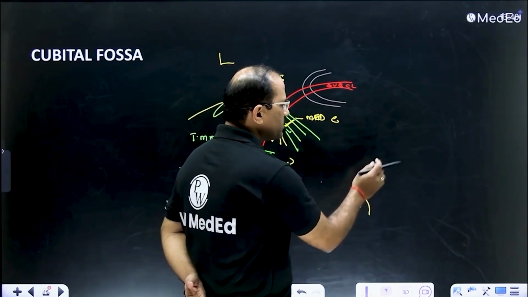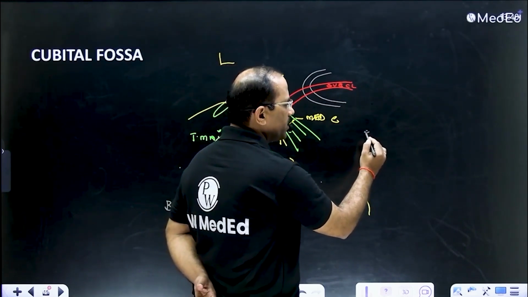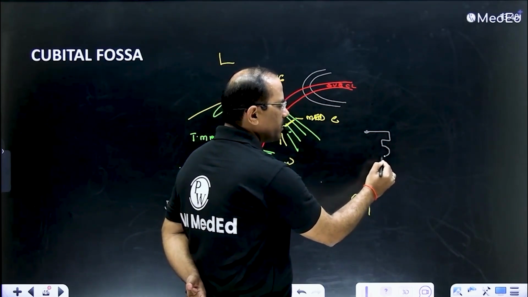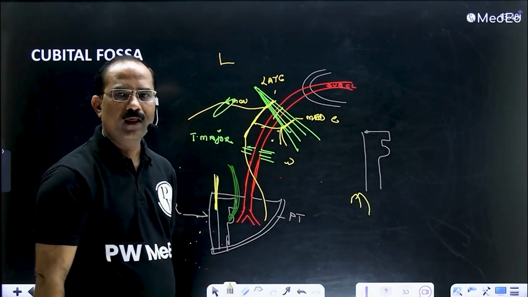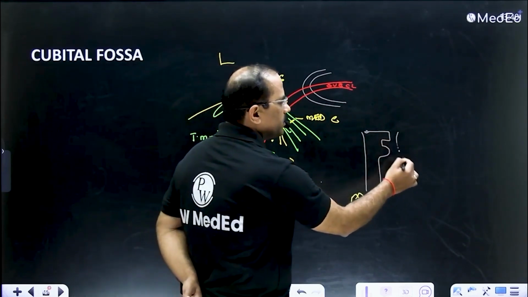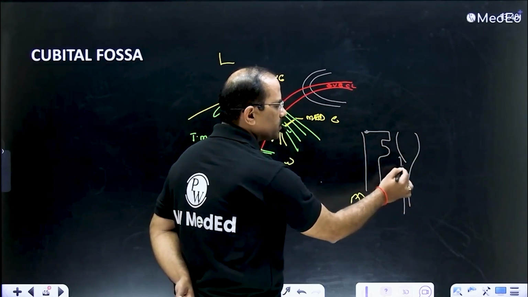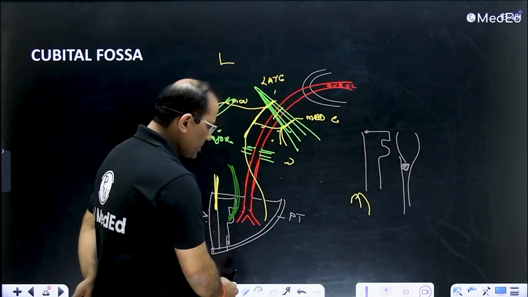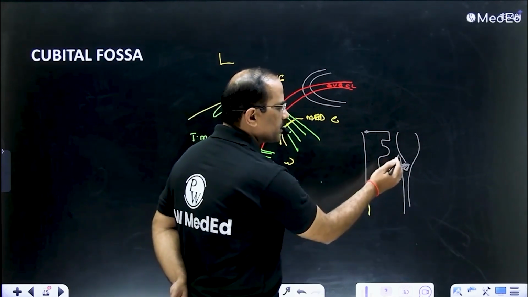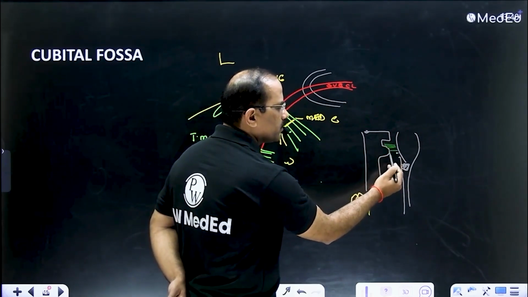I'll just draw a slide here, see if you can understand this, students. That's the head of the radius, that's the neck of the radius, that's the radial tuberosity. Okay. And what is this now? That's the ulna. And what is this tuberosity? That's the ulnar tuberosity. Can anyone tell me, students, there's a muscle which begins from the ulna here.